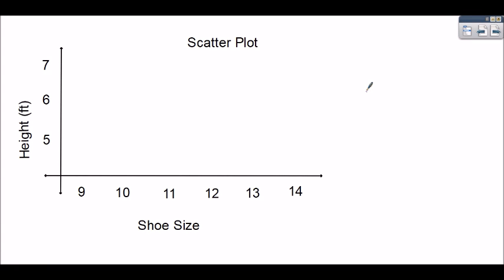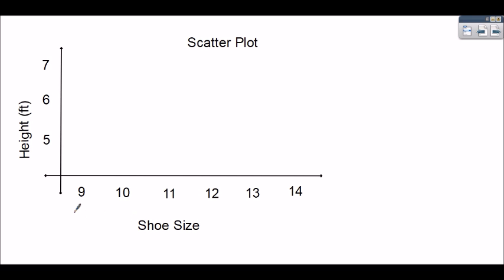Today we're going to learn what a scatter plot is. A scatter plot is us being able to predict future events when it's not perfectly straight of a line. And so let's look at how tall someone is with their shoe size.